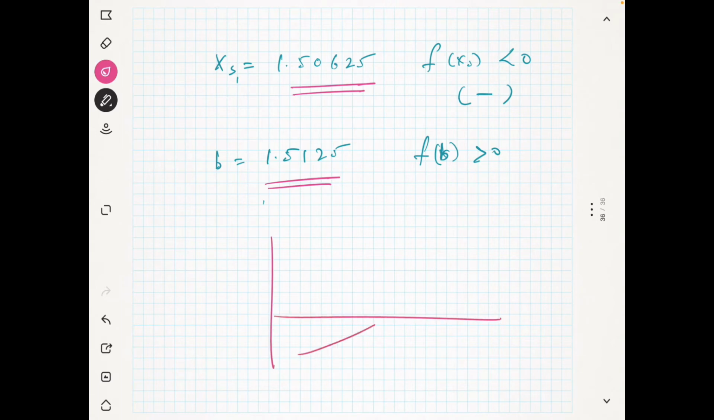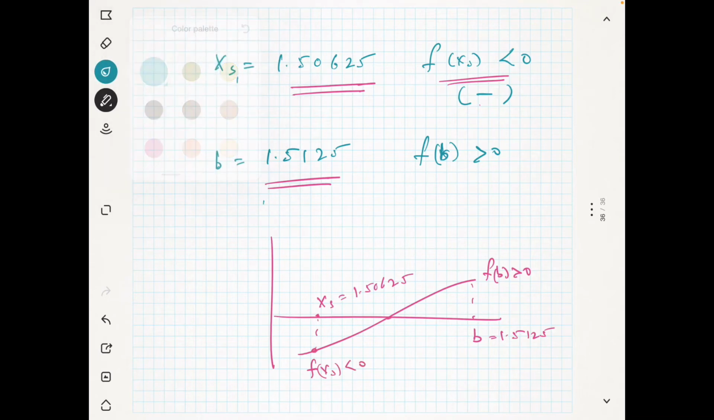So if I plot like this, this is my b, and f of b is greater than 0, and this b is 1.5125. And x's is somewhere here. This is my x's equal to 1.50625, and f of x's is negative. That means f of x's is less than 0. So my solution is between these two. My solution is here. So I have to choose this interval.